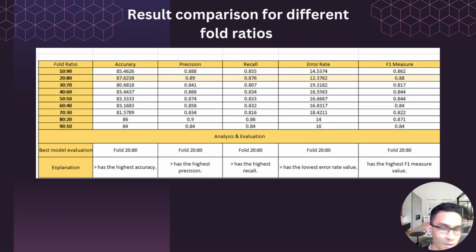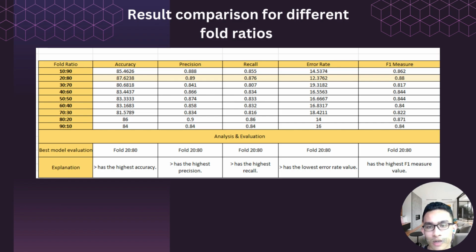So for the next part, I'll be sharing with you guys our result comparison for different fold ratios that we stated in the previous model evaluation and model algorithm. In this table, we insert all the fold ratios along with the accuracy, precision, recall, error rates, and F1 measure. Then we analyzed and evaluated which one is the best model evaluation along with its explanation.